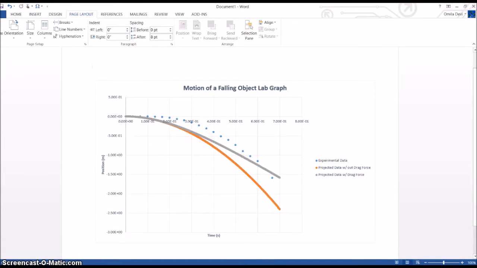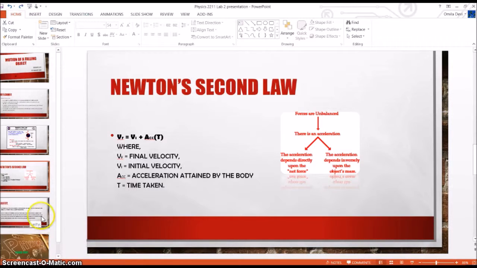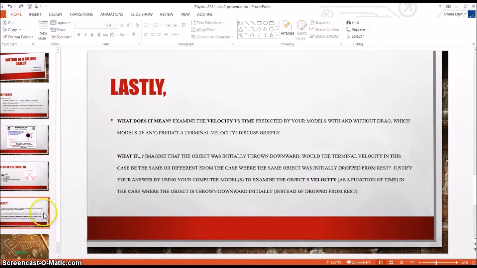Now it's time to address the what if and what does it mean portions of the post-lab discussion. Terminal velocity refers to when the forces of air resistance and gravity counteract each other so that the net force is zero, and thus the object has a constant velocity. In the model with just gravity, we will never have terminal velocity because the velocity is changing with constant acceleration.